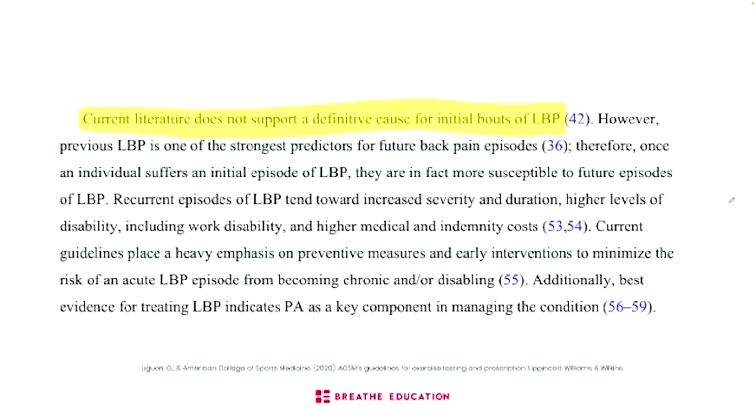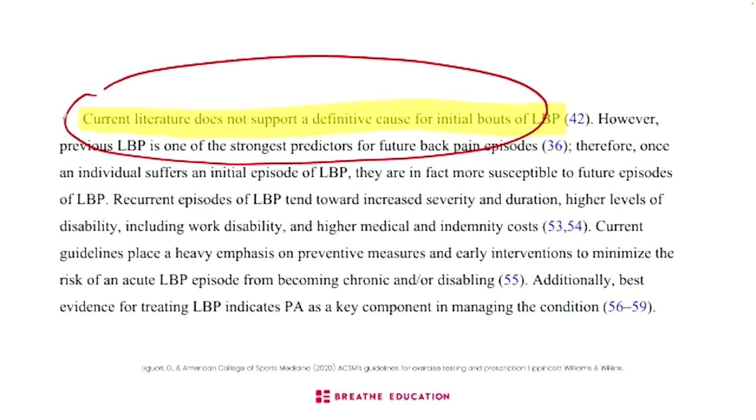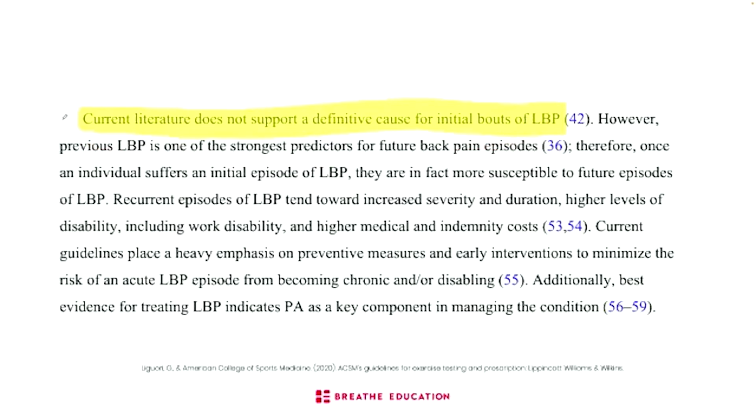Okay, so somebody has back pain and then they get a scan that shows they've got spondylolisthesis. We can't actually determine whether that spondylolisthesis is the cause of their pain or not, right? Because there's lots of people with that same exact scan finding who don't have back pain. So how do we know if that's causing the pain? Well, we don't. And that's why they say here that current literature does not support a definitive cause for initial bouts of low back pain.